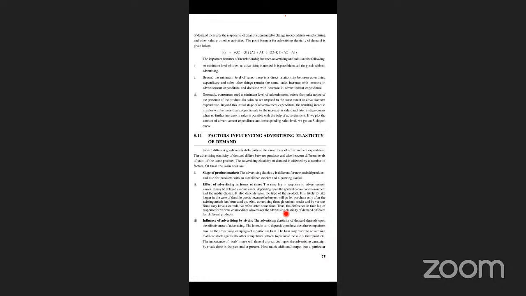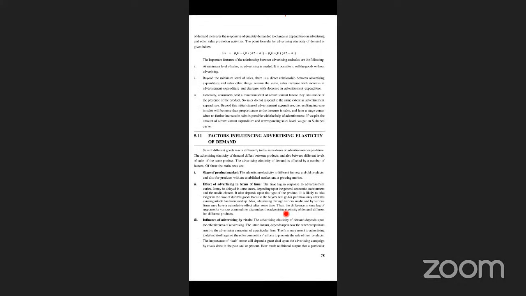Effect of advertising in terms of time: within a short duration, how much duration is calculated in order to know the effectiveness of advertisement. Rivals' advertisement, all these make a manager understand how better they are as compared to the competitors.